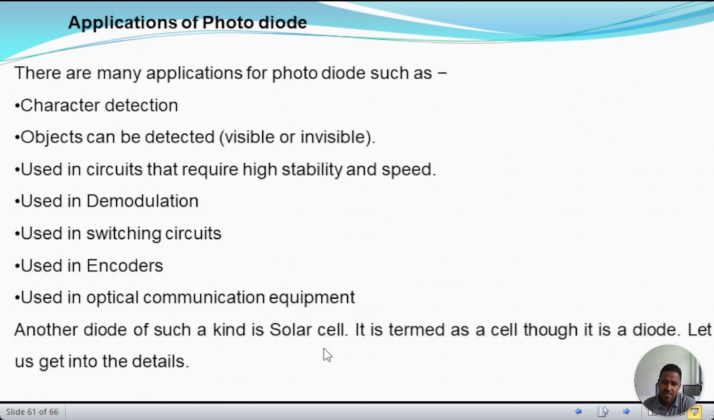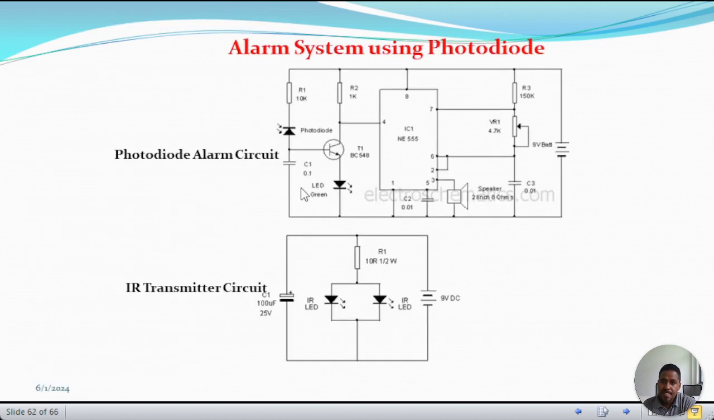Another diode of this kind is the solar cell. It is termed the cell of this diode. Again, in detail, you can see it. So we can use it to detect any object. We can also use a photodiode for alarm purposes.